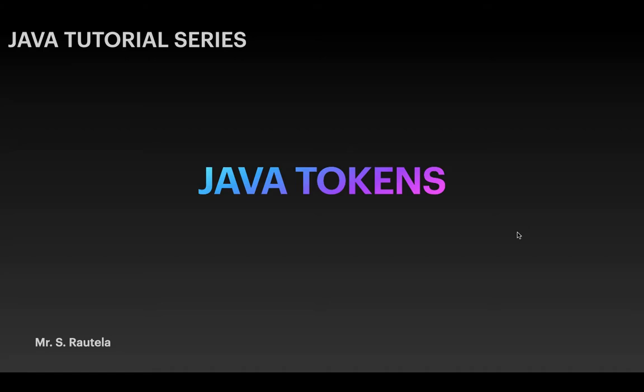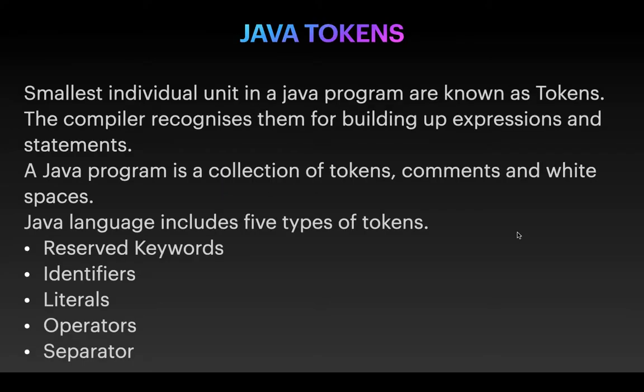So let's begin. Java tokens are the smallest individual unit in a Java program. You can say the smallest unit of a Java program is like a cell is the smallest unit of a living organism. Same way, tokens are the smallest individual unit of a Java program, and the compiler recognizes them for building up expressions and statements. So using tokens we build expressions and then statements.